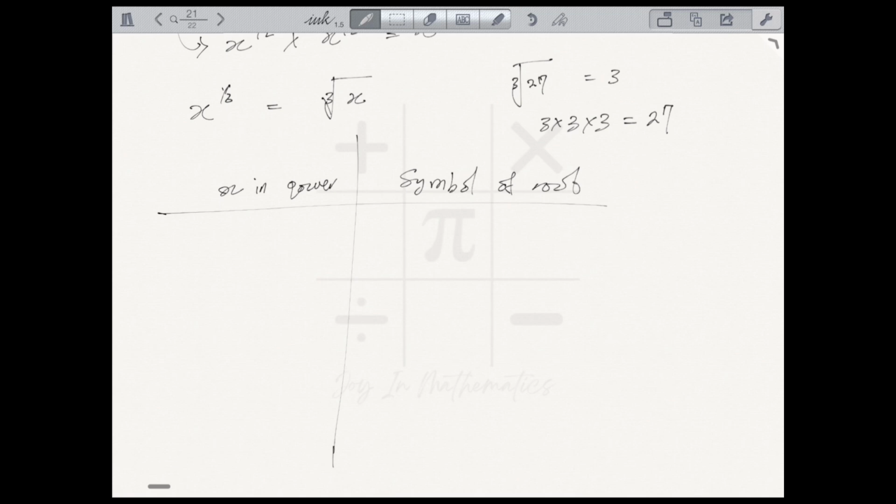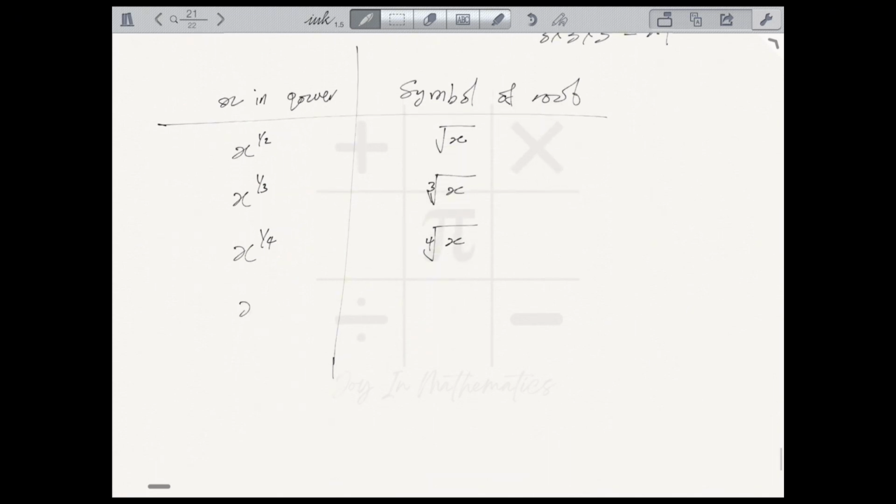So x raised to power half, that's the square root of x, will be written like this, and x raised to power 1 over 3, that is the cube root of x, will be written like this. x raised to power 1 over 4 means the fourth root of x, the number that will be multiplied 4 times to give x. And x raised to power 1 over 5 is the fifth root of x, the number to be multiplied 5 times to give x. It continues like that up to x raised to power 1 over n, that is the nth root of x, the number that will be multiplied n times to give x.